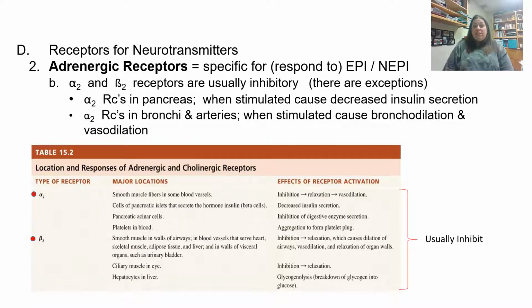Alpha 2 and beta 2 receptors are going to usually be inhibitory. Again, there are some exceptions. An alpha 2 receptor example is in the pancreas. When stimulated, this is going to cause a decrease in insulin secretion. Beta 2 receptors in your bronchi and your arteries, when stimulated, could cause bronchodilation and vasodilation. Okay, so usually these will be an inhibitory type of effect because of those specific receptors that are present.